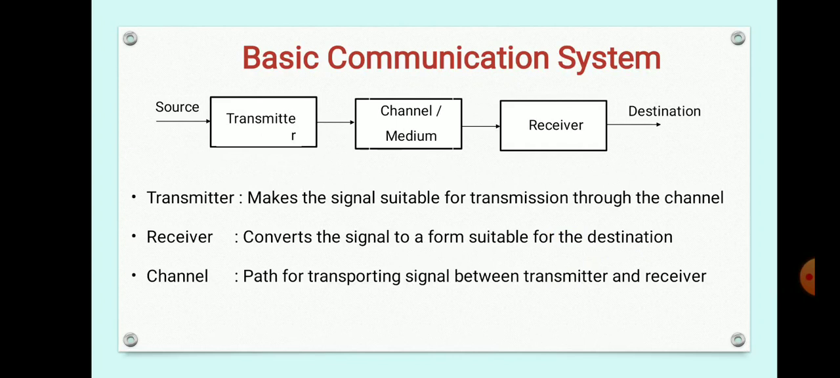A basic communication system. So what do you mean by communication? Communication is the process of exchange of information between 2 points, and the electronic system which is used for this information exchange is known as a communication system. That is, an electronic system which is used for conveying information from a source to a destination is known as an electronic communication system.